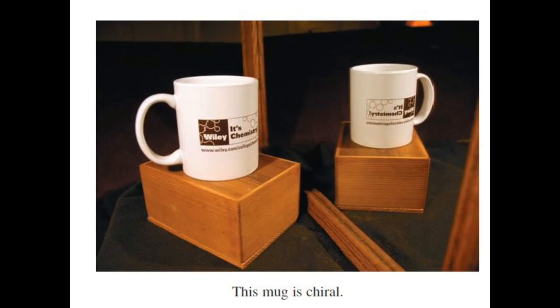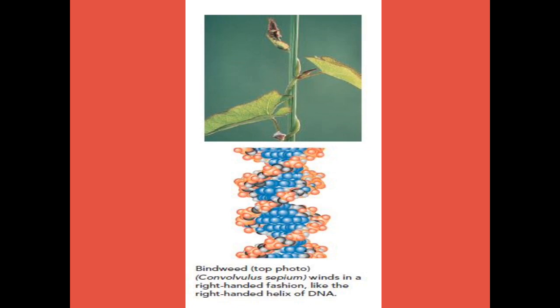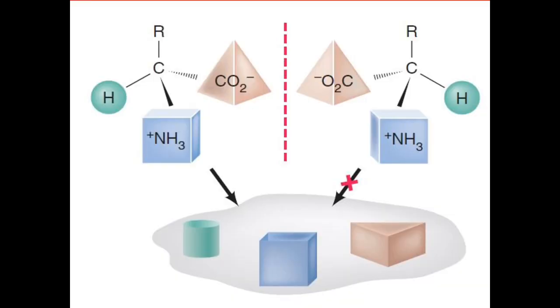Here you can see this mug. Again, this is a chiral object because its mirror image will not be superimposable on this image. This is another beautiful example of helical chirality. This is a photo of a plant which shows a helical type of structure or chirality, as we see in a DNA molecule.